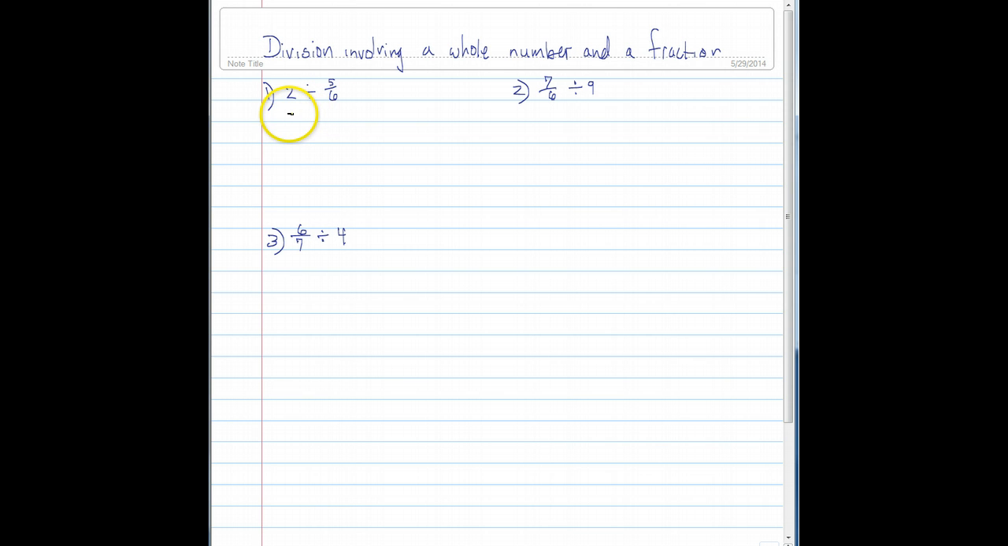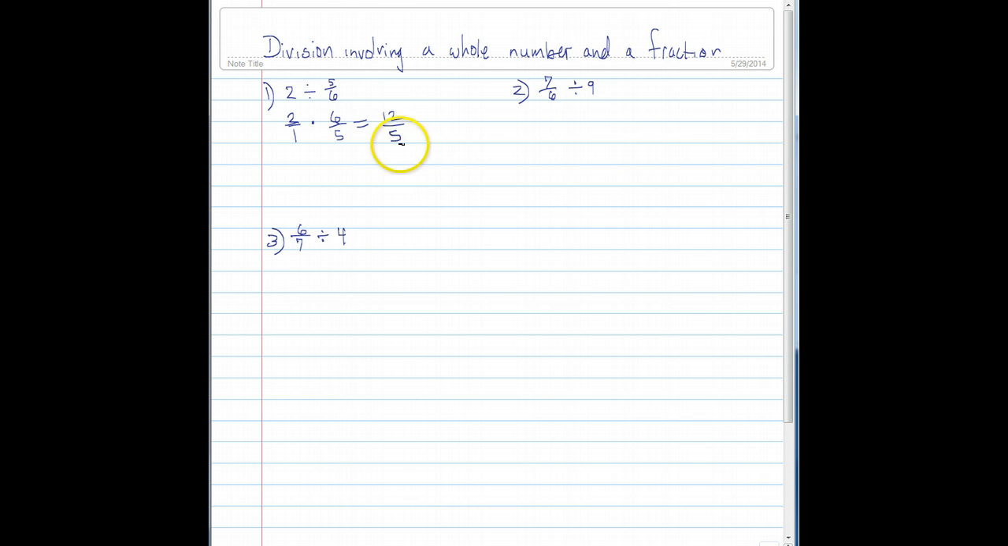So 2 can be written as 2 over 1 times the reciprocal, which is 6 over 5. So we're not doing anything to the first part. We don't flip the first part ever. We only flip the second part. So now we flip, multiply straight across, and we're left with 12 over 5.